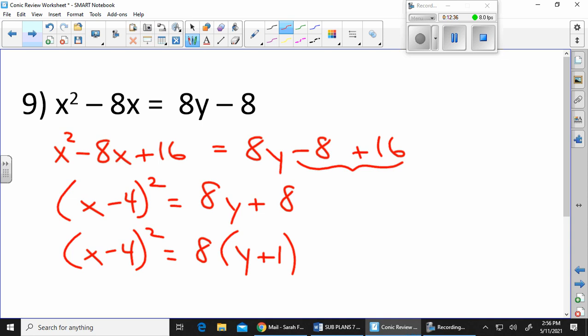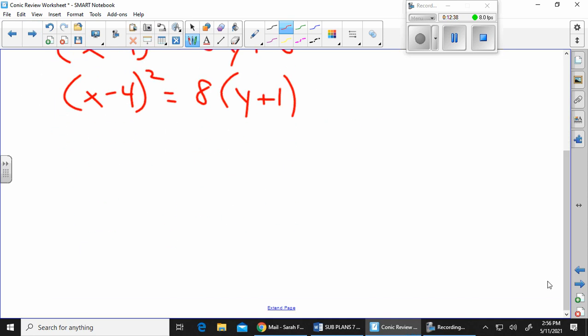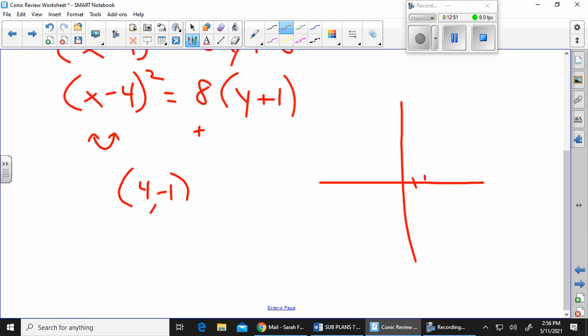So then when I think of drawing this parabola, x is first. So it's right side up or upside down. That's positive, so it's up. Vertex is 4, negative 1. It's right side up. You draw it. You think 4p. So that means if it's 8, p has to be 2. Go up 2, down 2.